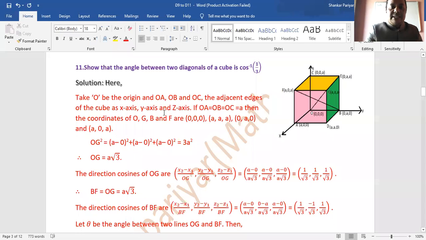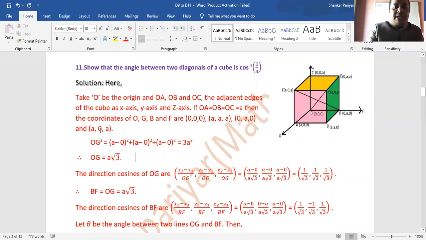And likewise, the coordinate of B is given on the y-axis, because B is on the y-axis. Therefore, the coordinate of B goes to 0, a, 0 because it is on the y-axis. If any point is on the y-axis, its coordinate is 0, a in 2D, but in 3D it will be 0, a, 0.